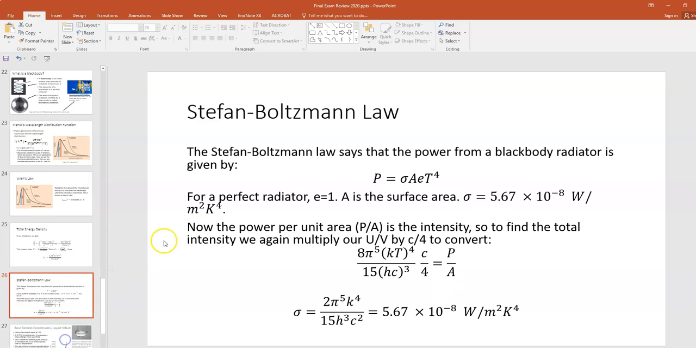And then we also finally related it to the Stefan-Boltzmann law. The Stefan-Boltzmann law said that the power emitted from a black body radiator was given by sigma A e T to the fourth. Here, sigma was a constant, 5.67 times 10 to the minus 8 watts per meter squared Kelvin to the fourth. T was the temperature, of course. A was the surface area of the object, and e was the emissivity.